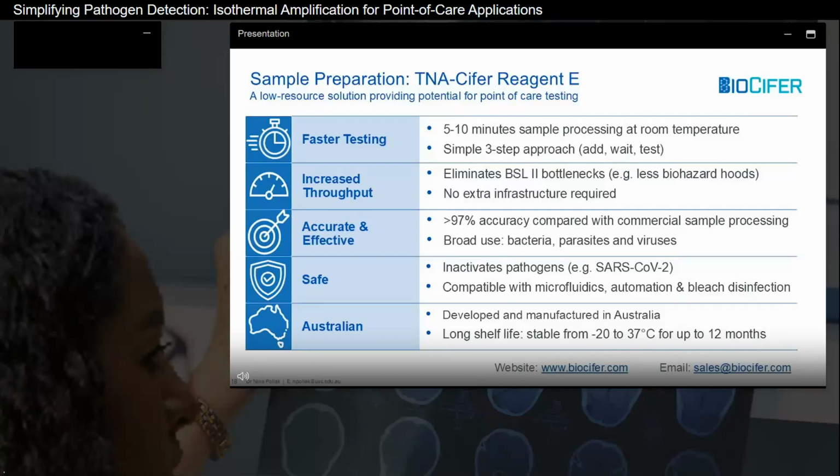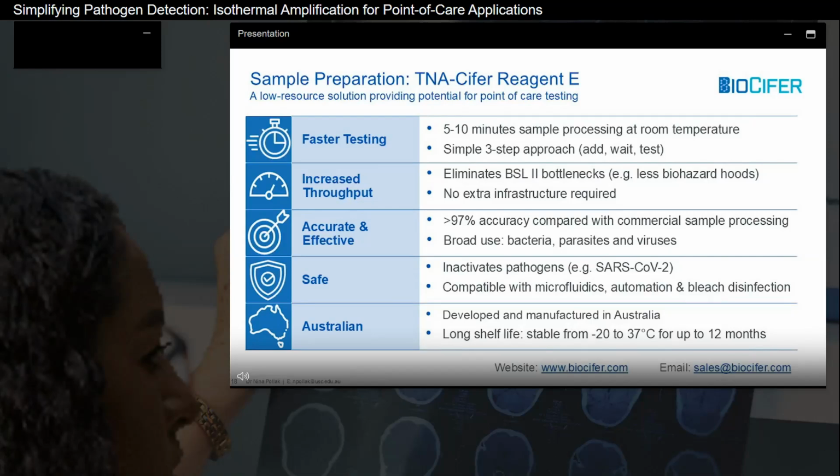It also offers increased throughput. Because it inactivates pathogens, it reduces the need for biohazard level 2 environments, which means fewer bottlenecks and less reliance on expensive infrastructure like biohazard hoods. This opens up testing to more labs without requiring extensive upgrades.